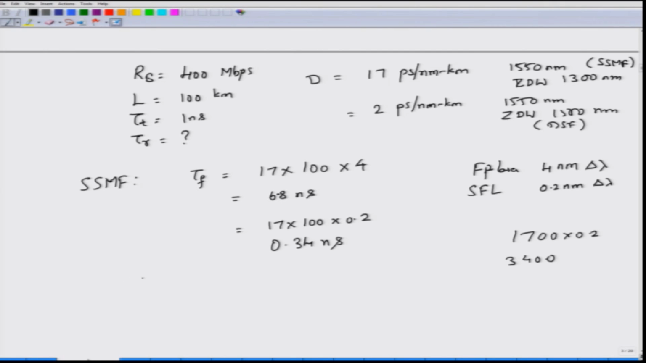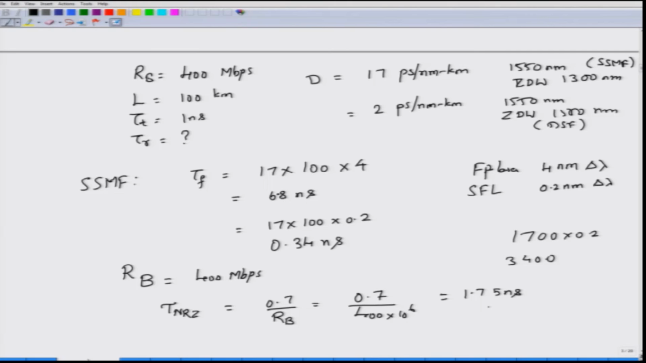The maximum allowed system rise time basically comes from the bit rate. We have seen that the bit rate R_B is 400 megabits per second. So, if you calculate the system rise time, assuming that we are looking at NRZ, we have seen that this should be 0.7 divided by R_B, which, if you put in the values of 400 Mbps, turns out to be 1.75 nanoseconds. Okay. 1 nanosecond is already coming from the transmitter.